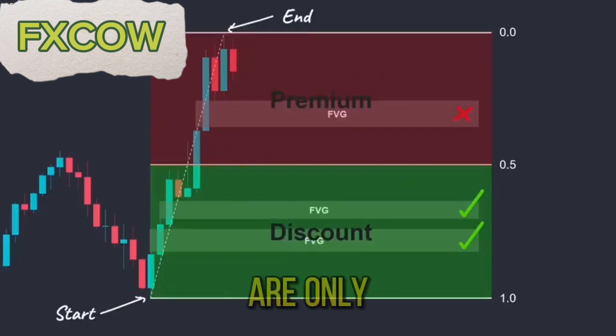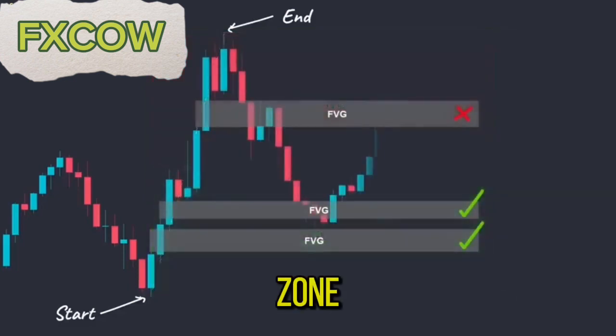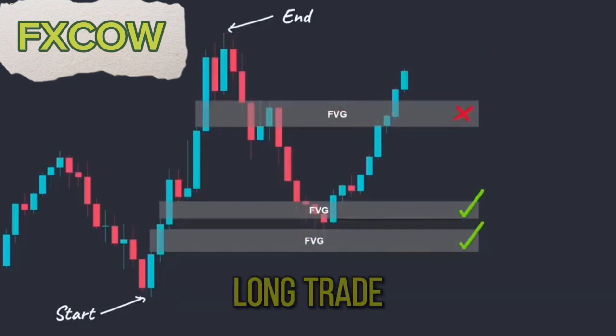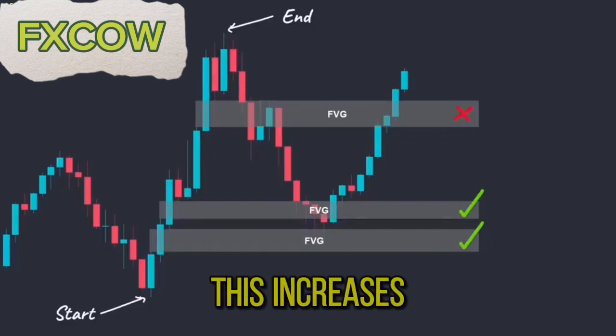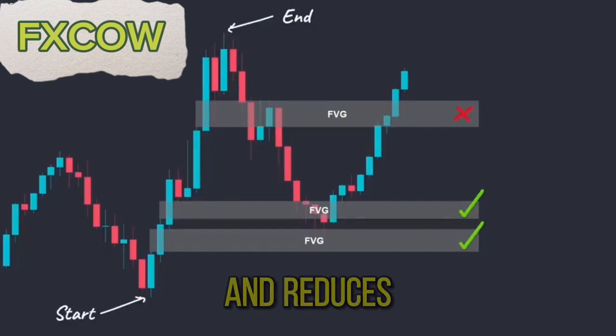So, we are only interested in buys in the discount zone due to multiple reasons. Usually, the market loves to take out the early buyers. So, a more conservative way to enter the long trade is to wait for the price to enter the discount. This increases the chance of success and reduces the chance of being the victim of a liquidity grab.